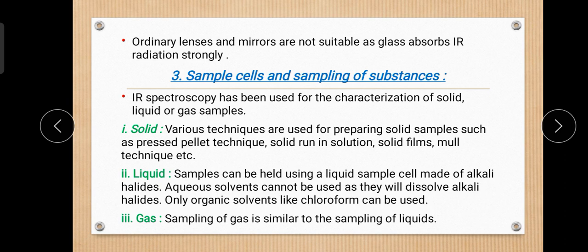So these are the three different materials used for the sample, that is solid, liquid and gas, and they are used with different techniques or different processes, so that we get the proper spectra. That is, they are not used directly as they are; they go through some processes, and after that we can use them as a sample.